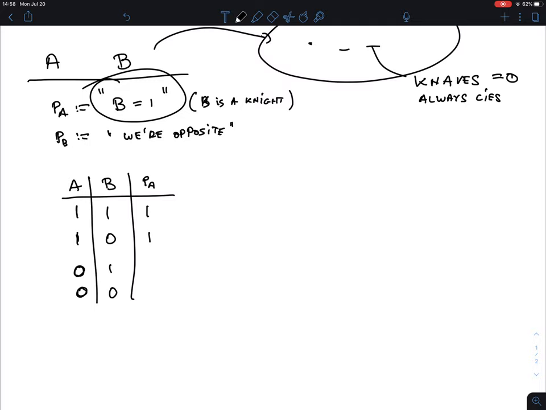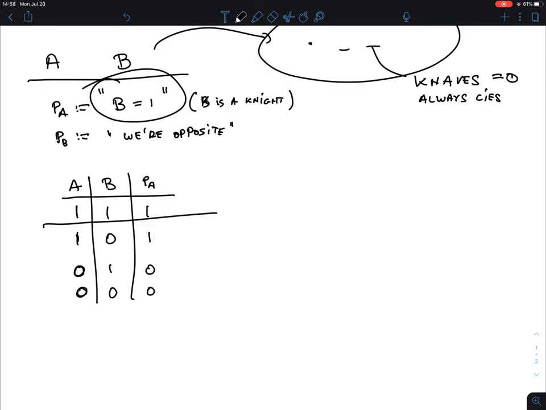Now, let's see. Are already things ruled out? Let's look at all the possibilities. If P of A is true, so if we're in this situation, that means P of A is true. That means B is 1. Yes, that is the case. So that is fine. Now, what about this situation here, this combination? Remember, we are trying to rule out these rows. Let me write them a little bit.